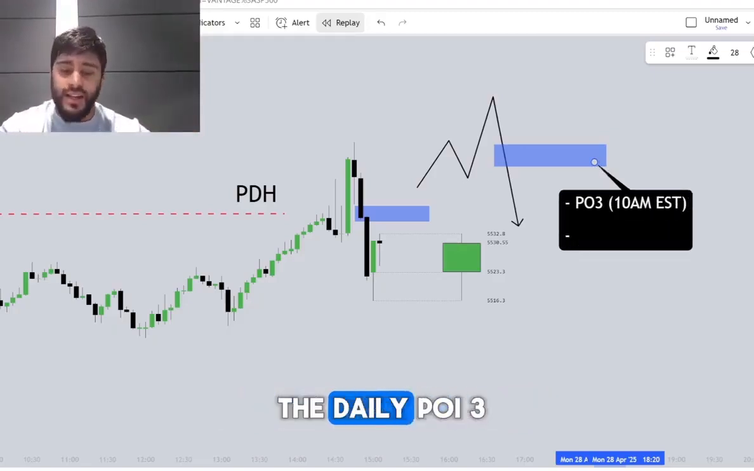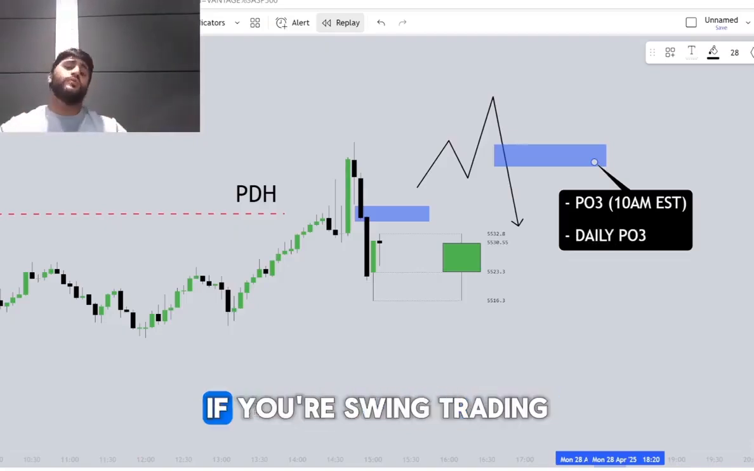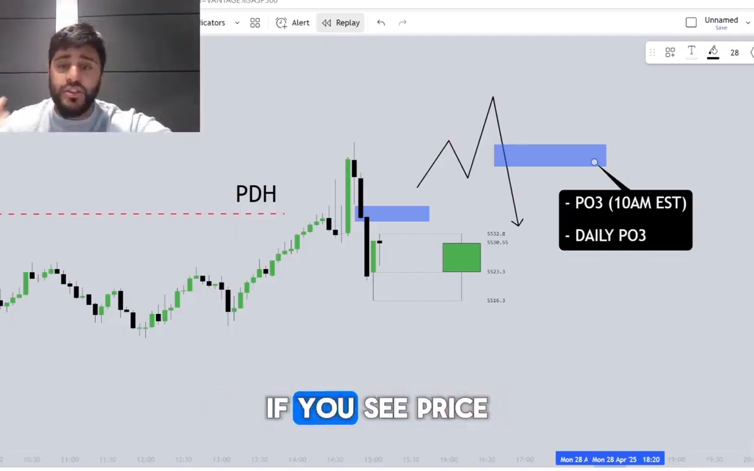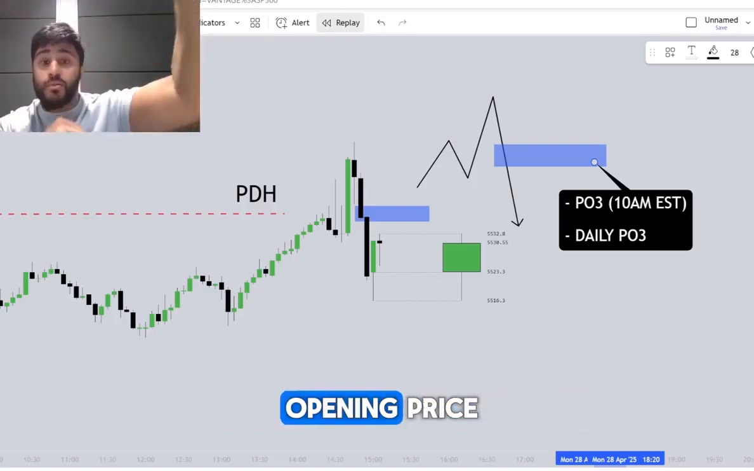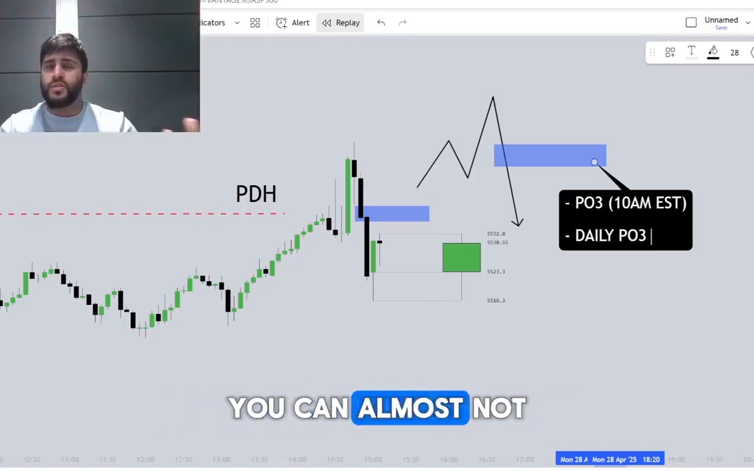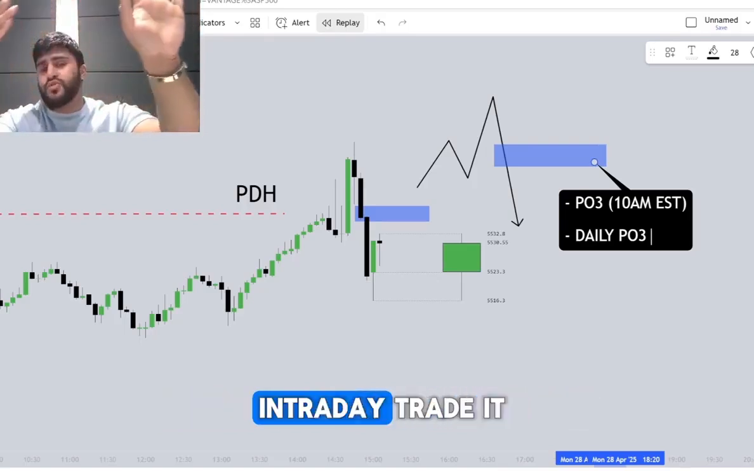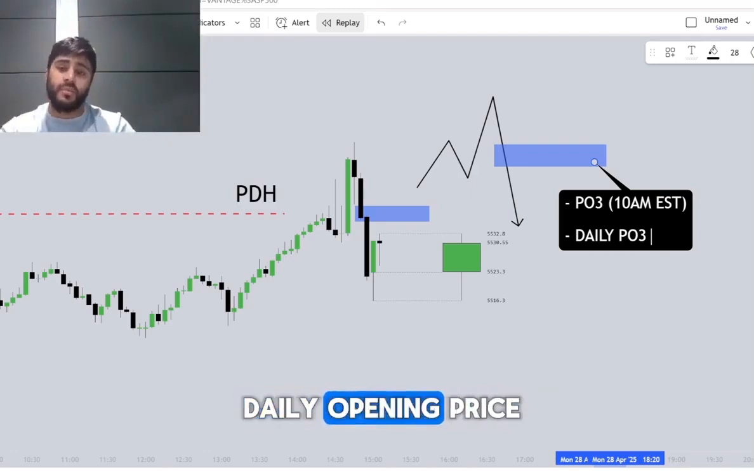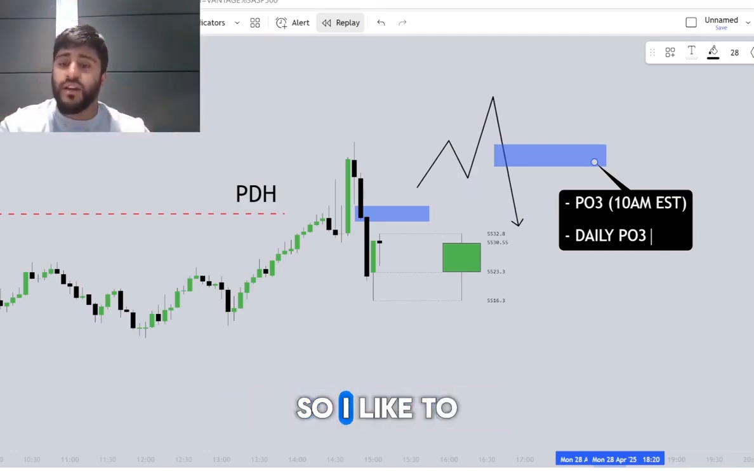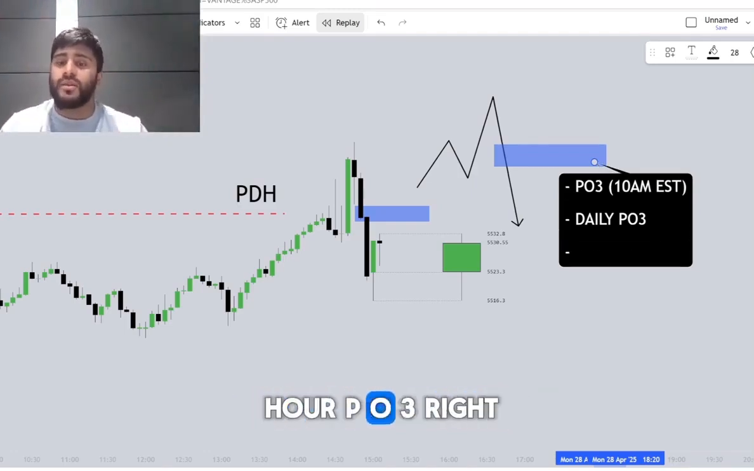However, you can also use the daily PO3. So I do use the daily PO3. The daily PO3 becomes very powerful if you're swing trading. For example, if you see price significantly above the daily opening price, you can hold that trade. You can almost, not swing trade it, but almost intraday trade it back down to the daily opening price. I'll show you that later in the video. So I like to use the PO3, daily and 4-hour PO3.